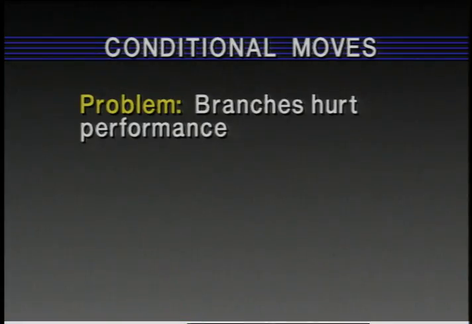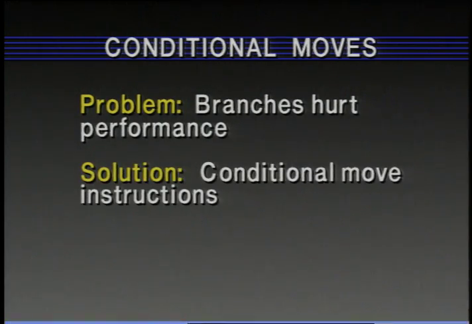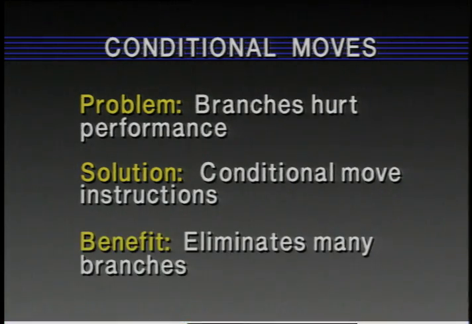In version 9, we've added something called conditional move instructions to SPARC. The problem here is a very simple one. Again, we're addressing the branch problem. Any branch instruction will tend to hurt performance in a high-performance microprocessor. The solution here was to introduce a new type of instruction called conditional move. The benefit here is that it can eliminate many different kinds of branches.